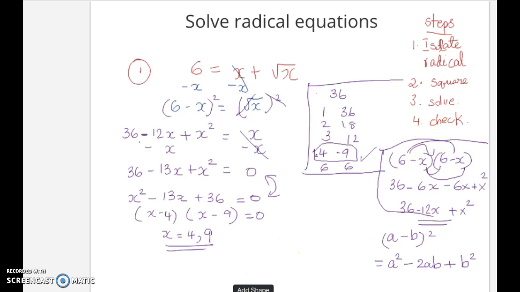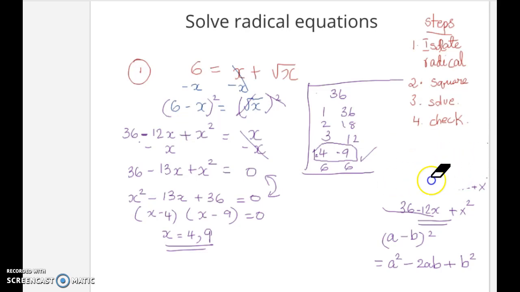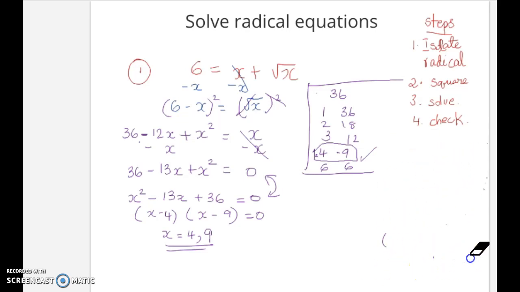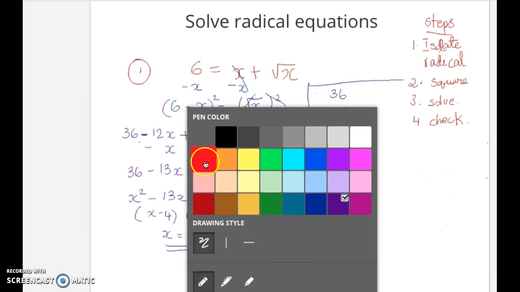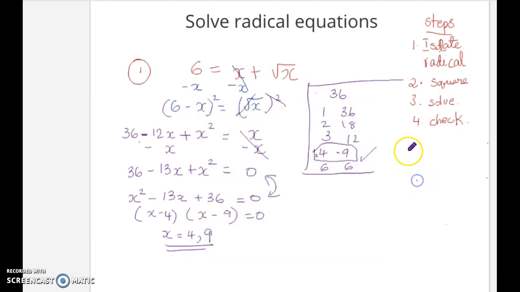So how do we do that? I need some space over here, so I'm going to erase some of the stuff over here. So let's do our checking. Let's first check the solution of 9. Let's check x equals 9 if that is correct or not.